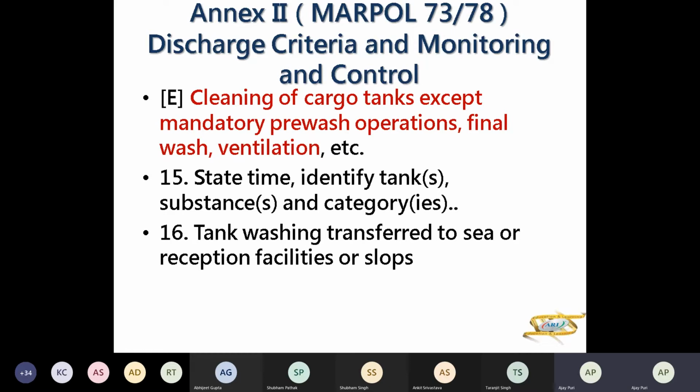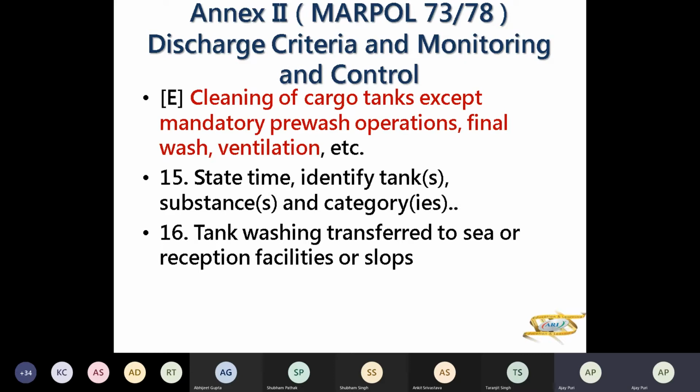In E, you have cleaning of cargo tanks. That cleaning is after the pre-wash has been done, because you will be doing it after you cross the 12-mile barrier from the shore, and the depth of water should be 25 meters. Your speed should be minimum 7 knots en route, and towed it will be 4 knots. So cleaning of cargo tanks which is not the mandatory pre-wash, and the final wash and the ventilation, will be entered in this E column.